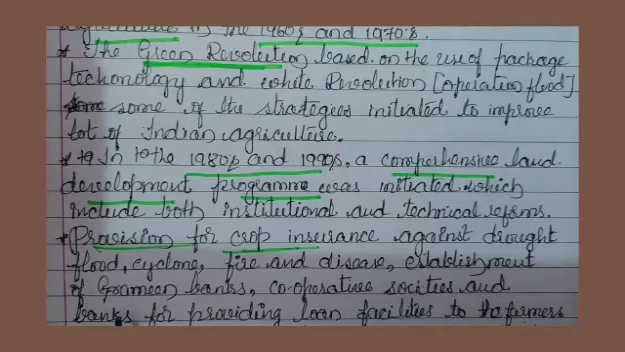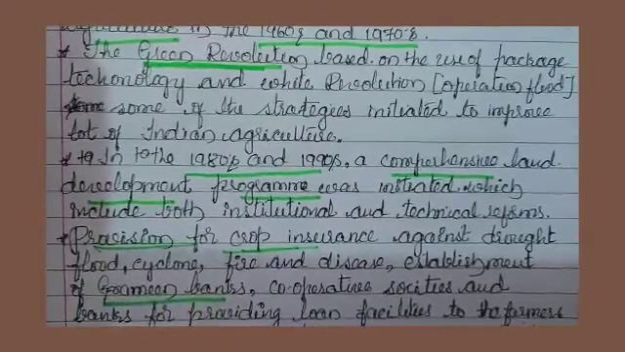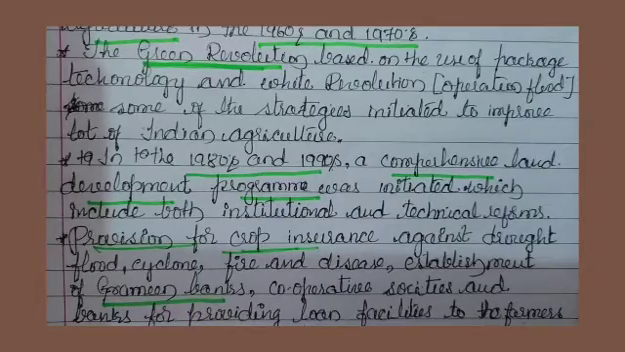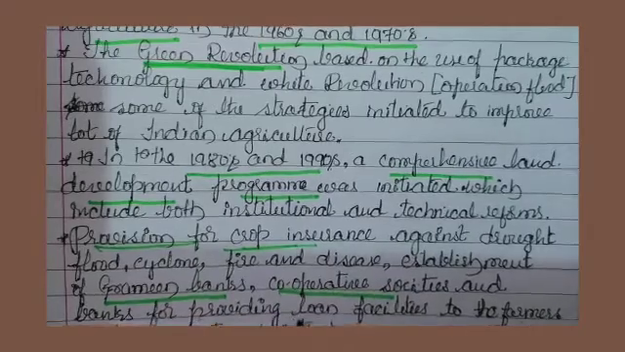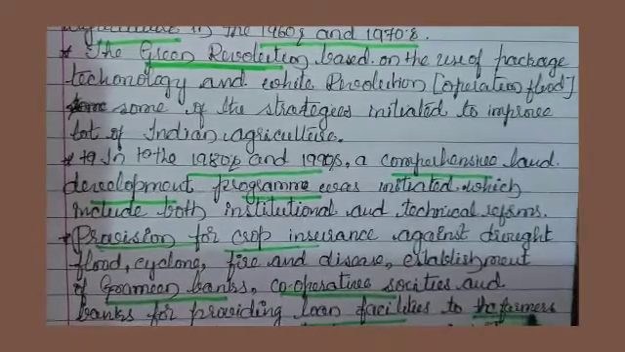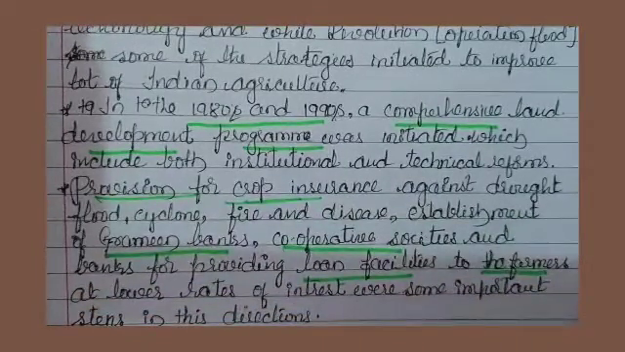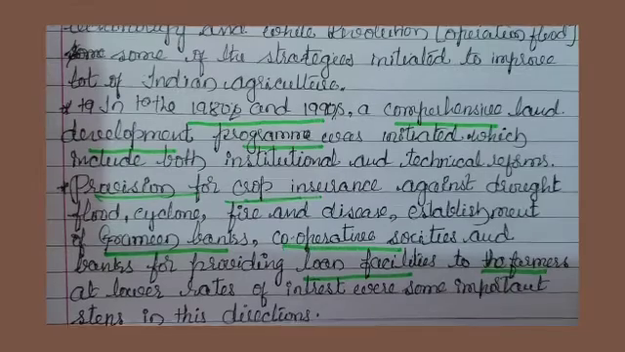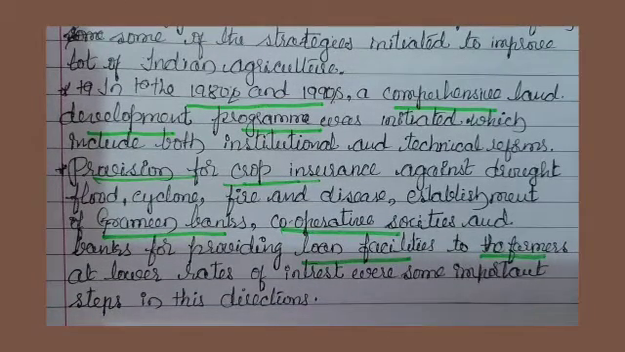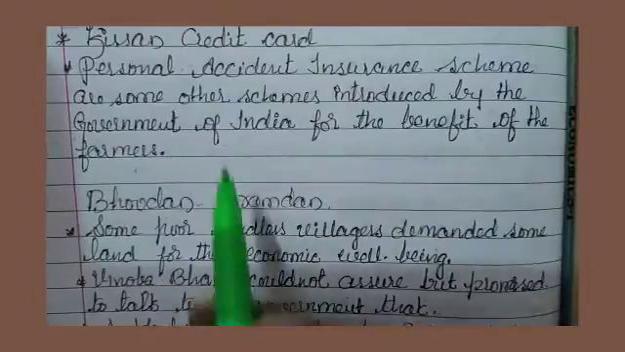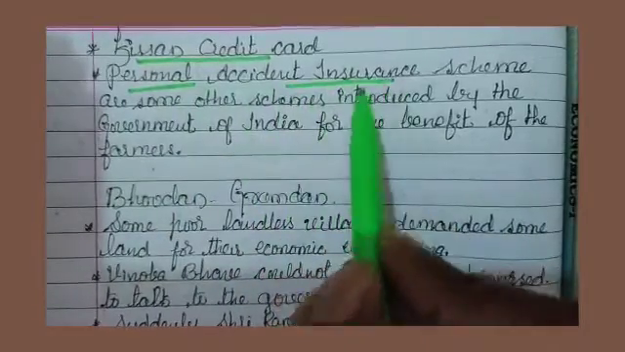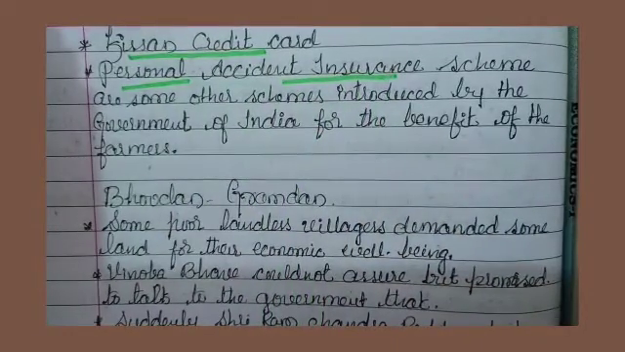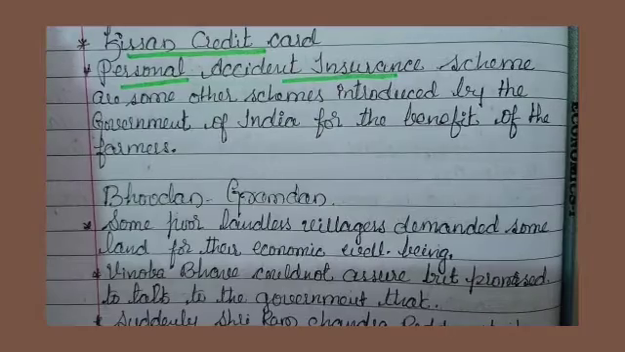And the establishment of Grameen banks. You may have seen in your area rural banks or cooperative societies, which provide loans for the purpose of agriculture to farmers at lower rates of interest. These were some important steps in this direction. Other than that, the Kisan credit card facility, personal accident insurance scheme, and some other schemes were introduced by the government of India for the benefit of farmers.